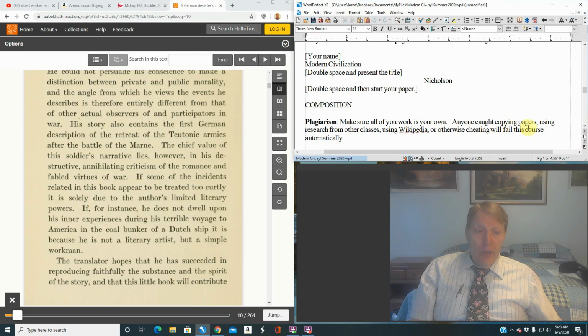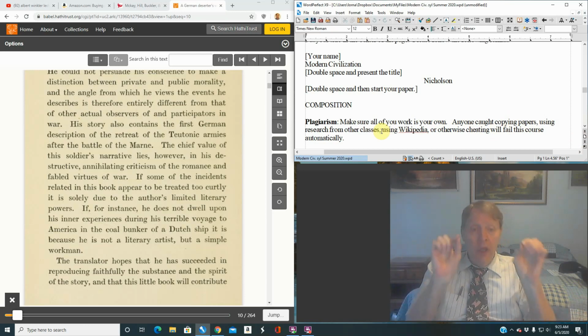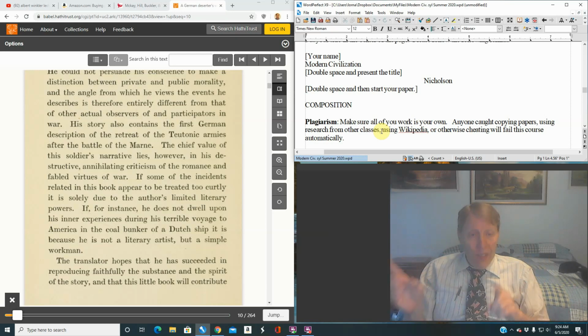Anyone caught copying papers, using these for other classes? I wrote this paper for another class, I'll just hand it in over here. No, that's unacceptable. Original work for the class. Do not use Wikipedia. Cut and paste, bring it over. Anyone caught cheating, using research from other classes, using Wikipedia, or copying papers will be declared a cheater, and you'll fail this course automatically.